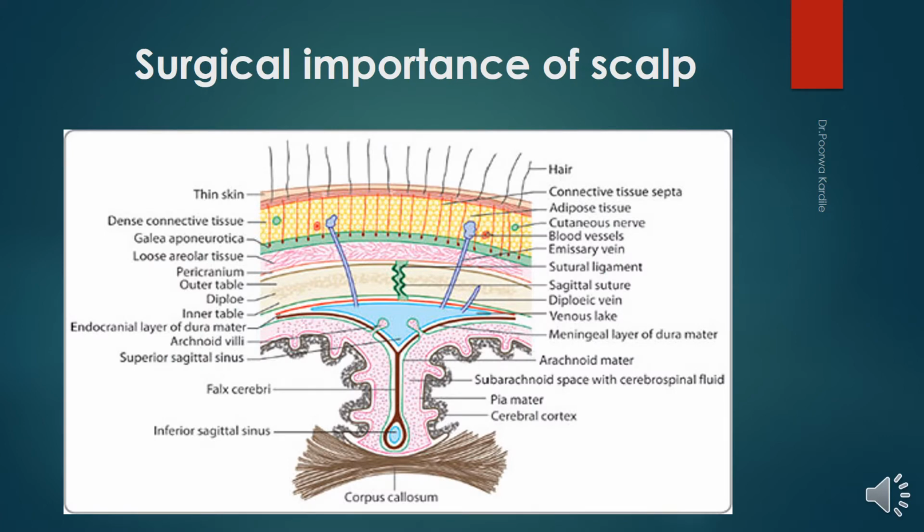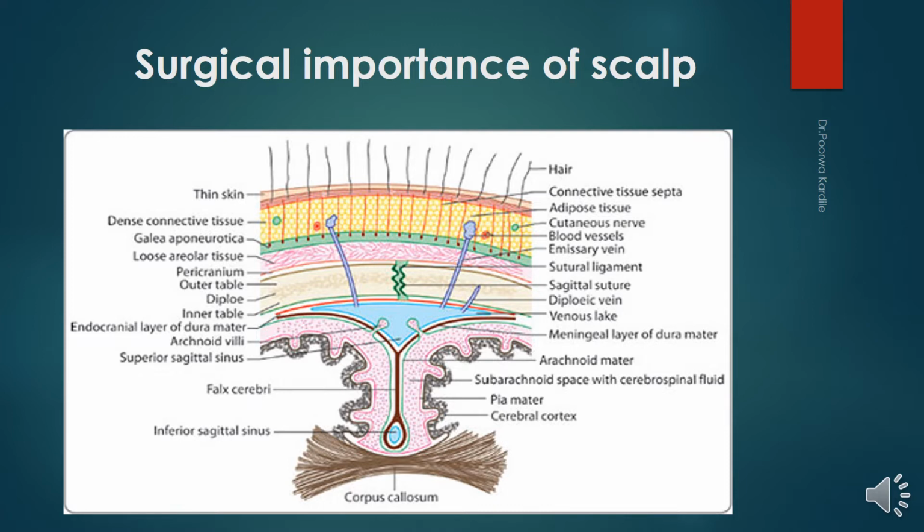As we know, the scalp has 5 layers. The outermost is skin, then the connective tissue, then epicranial aponeurosis, loose areolar tissue, and pericranium. Scalp is of great clinical significance, and each layer has its clinical implication, but in this slide we will restrict ourselves only to the surgical importance of scalp.